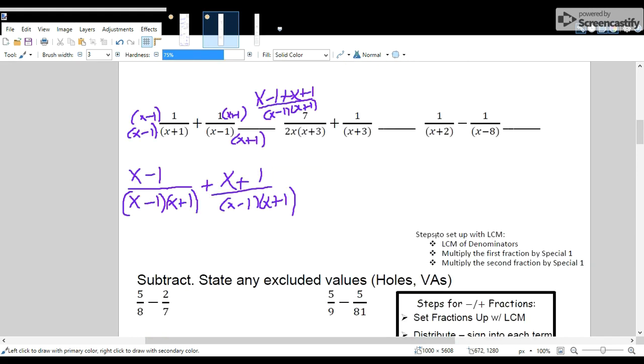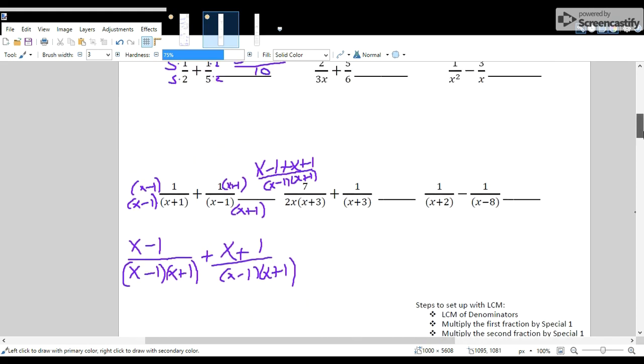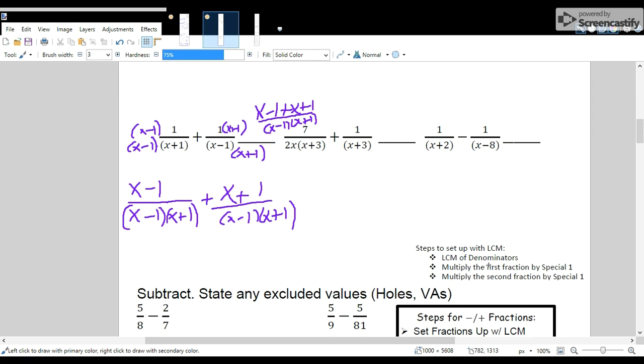So here's the steps to set up with the LCM. Find the least common multiple of the denominators. Multiply the first fraction by that special 1, whatever it is to multiply this to get the least common multiple. And multiply the second fraction by the other special 1.